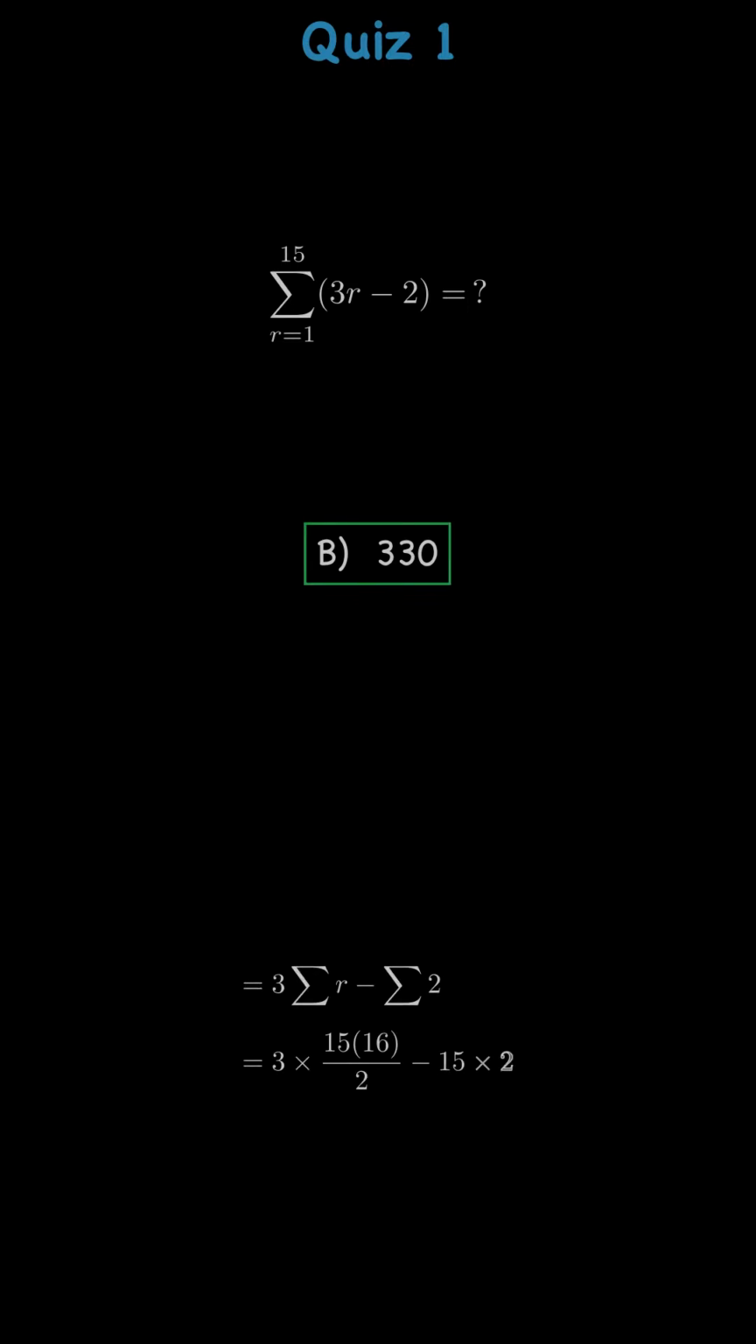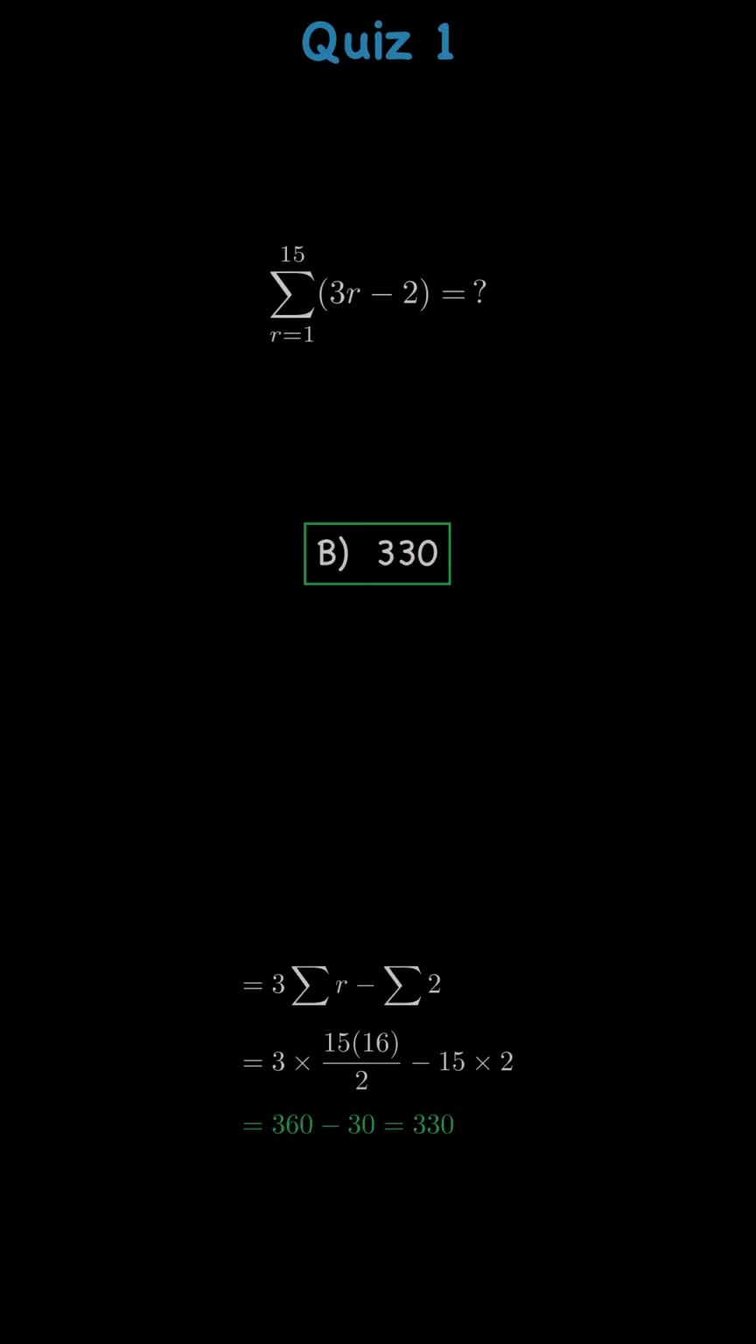Quiz time! What is the sum from r equals 1 to 15 of 3r minus 2? Is it A, 315, B, 330, C, 345, or D, 360? Take a moment to work it out. The answer is B, 330.